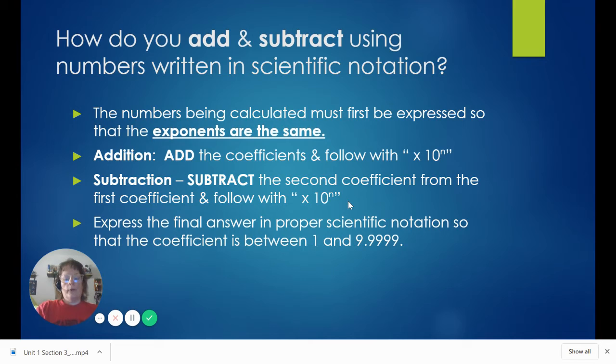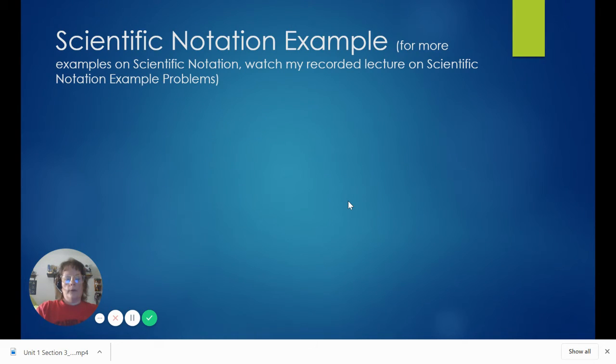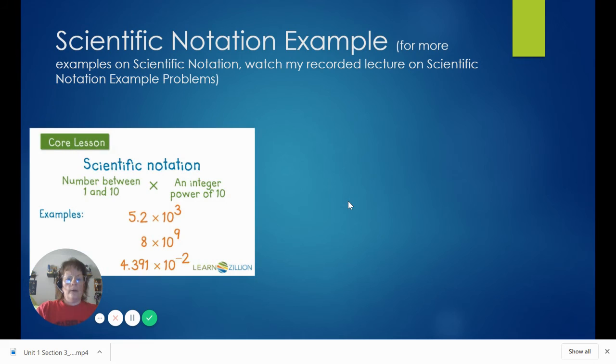And again, you have to express your answer so that the coefficient is between 1 and 9.99. Okay, I got some sample questions or problems on that too. So this one is just showing you scientific notation: a number between, and this is your coefficient, 1 and 10. Actually, it should be 1 and 9.9. And an integer power of 10.